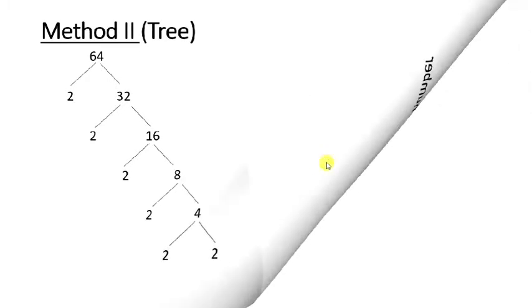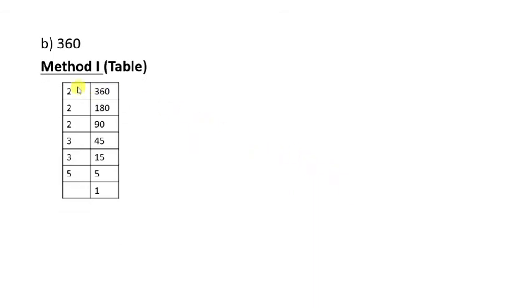We go to example B. We have 360. We have a table. 2 into 360 is giving us 180. 2 into 180 is 90. 2 into 90 is 45. Then we go to 3.